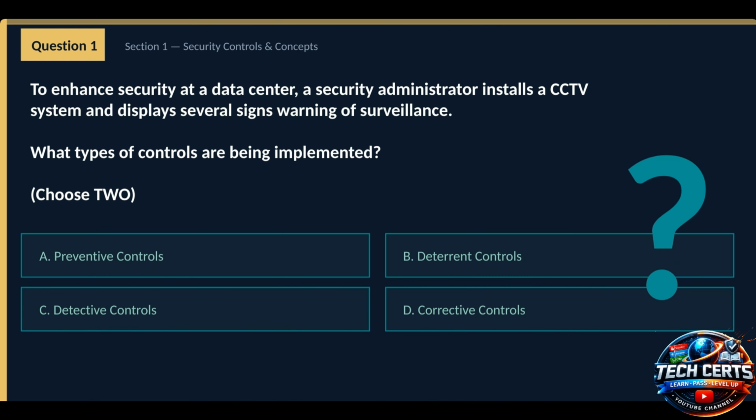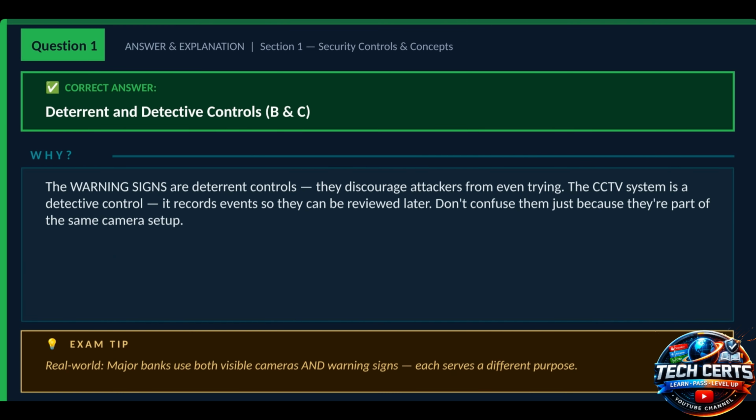Question 1. To enhance security at a data center, a security administrator installs a CCTV system and displays several signs warning of surveillance. What types of controls are being implemented? Choose 2. Go ahead, pause, and think about it before we move to the answer. The correct answers are B, deterrent controls, and C, detective controls.